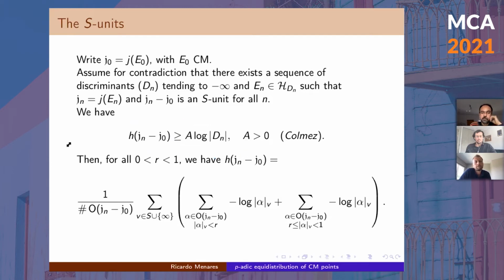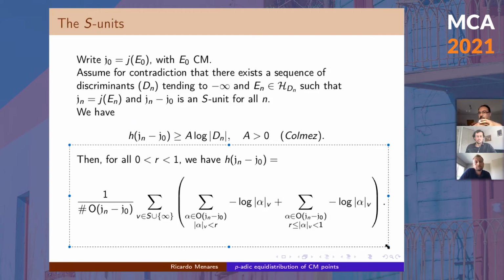In order to do that, we will open the Weil height as an expression involving all places of Q. This formula here looks a bit weird, but it's really taking the definition of height and then doing some standard manipulations. Which manipulations?